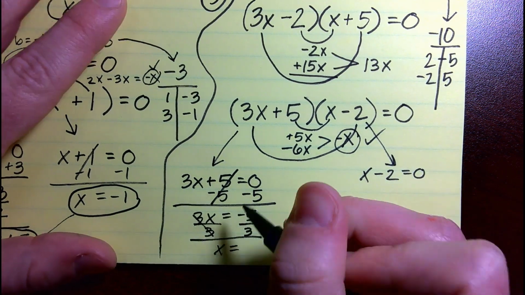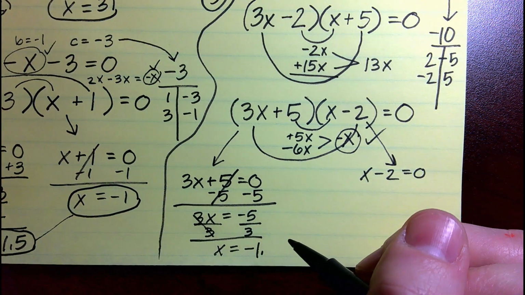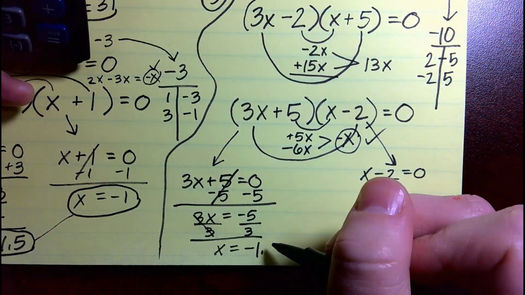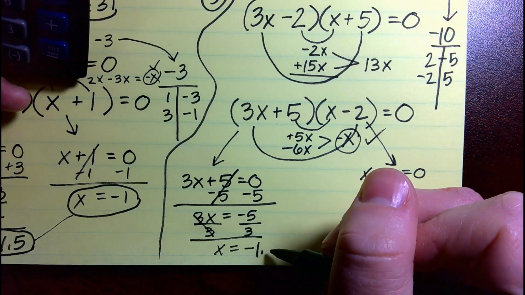Say that again, Michael. -1.7. Did you round it? It's -1.66. Oh, okay, -1.66 or -1.7. We could also leave it as a fraction for now.